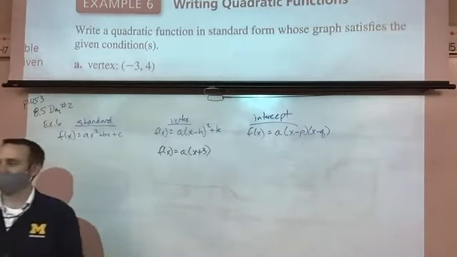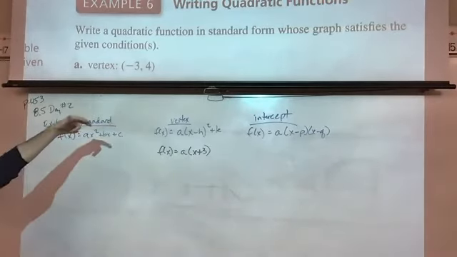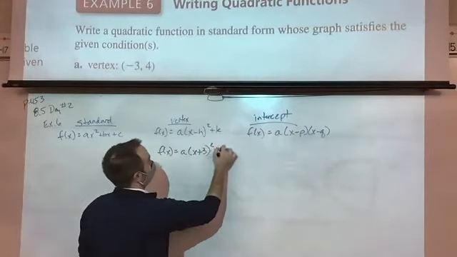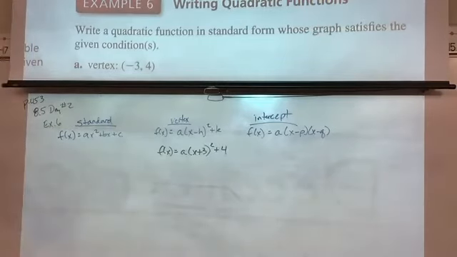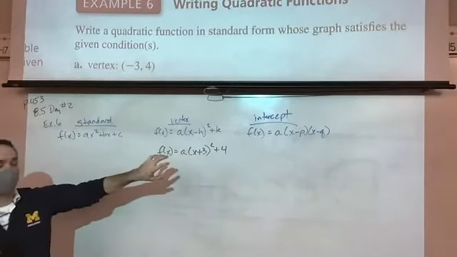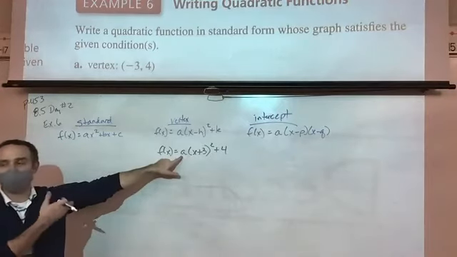Thank you. So we have that -3, so it looks like x plus 3 there. And then we've got that 4 for the k value. Right? We plug that in. That's what we know. We don't know any other information about our vertex or our equation, which means we don't know anything that can get us that a value.